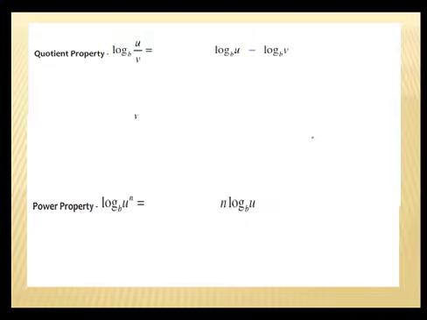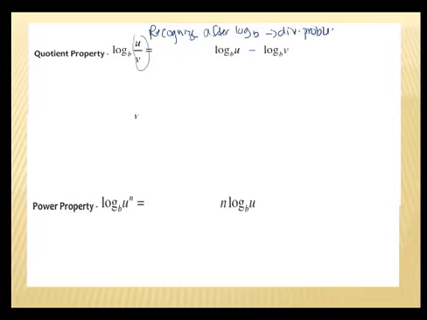Quotient. Quotient means division. So what you need to recognize is that after the log base b, there's a division problem. Now, if there's a division problem, what we're going to do is we're going to split it like this. Here's the u part, here's the v part. Here's the log base b and the log base b. But when we split it, we're going to use this subtraction symbol.